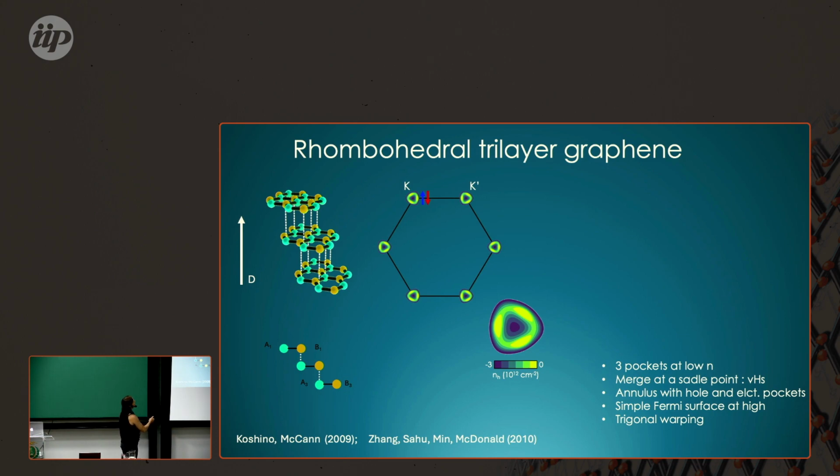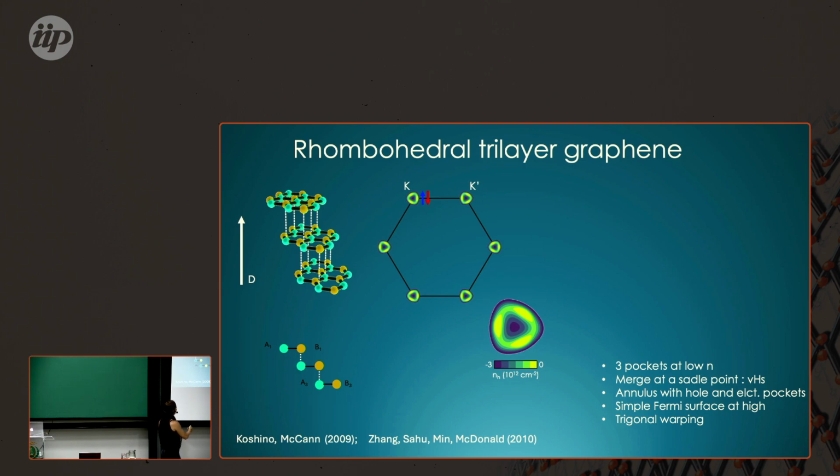This is the Brillouin zone with the K valleys and the spin degrees of freedom. At every valley we have this single-particle band structure, which consists of three pockets at low n, which merge at a saddle point via a van Hove singularity into an annulus-shaped anomalous Fermi surface, and then change to a simple Fermi surface which is trigonally warped.